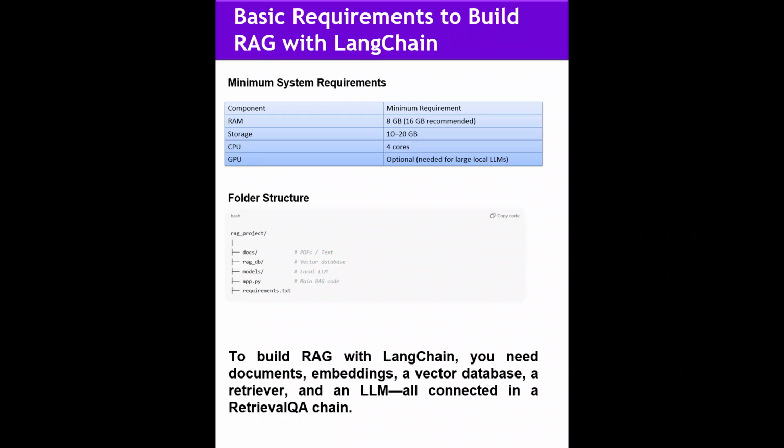For the folder structure, always create a project folder, then a docs folder where you put all the documents, a RAG DB folder, then models and a requirements file. Then app.py and server.py, or any name you like; by default we name it app.py, where the main RAG code is available. To build RAG with LangChain, you need documents, an embedding vector database, a retriever, and an LLM, all connected in a RetrievalQA chain. So these are the basic requirements.